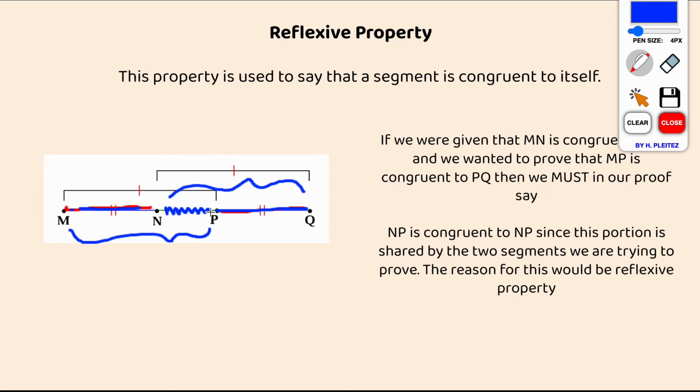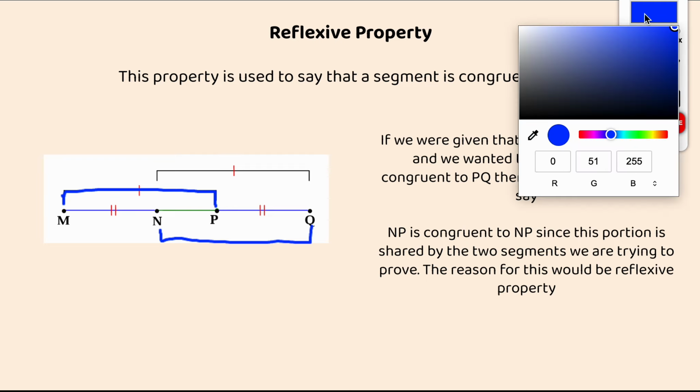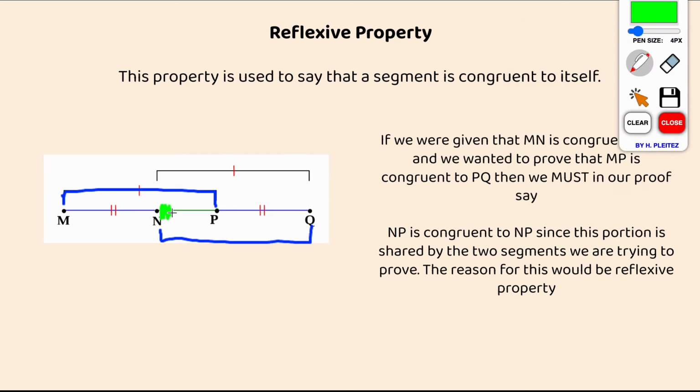However, what you need to know is that we're trying to prove MP is congruent to NQ. So what you need to notice is, I'll highlight this in green, that NP is a part of both of those segments. It's a shared segment, a shared portion. So whenever you have a shared portion, you have to mention that shared portion. So even if we were doing angles or triangles or whatever the case, if there is a shared portion, you need to use reflexive property in your proof and say that that shared portion, which in this case is NP, is congruent to itself.